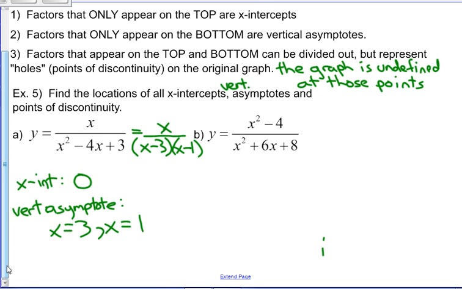Okay, finally, points of discontinuity, or holes in the graph. Those would be factors that appear on both top and bottom. Well, let's see. We've got an x on top. We've got an x minus 3 and an x minus 1 on the bottom. There's nothing that appears on both top and bottom. So there are going to be no holes in this graph.